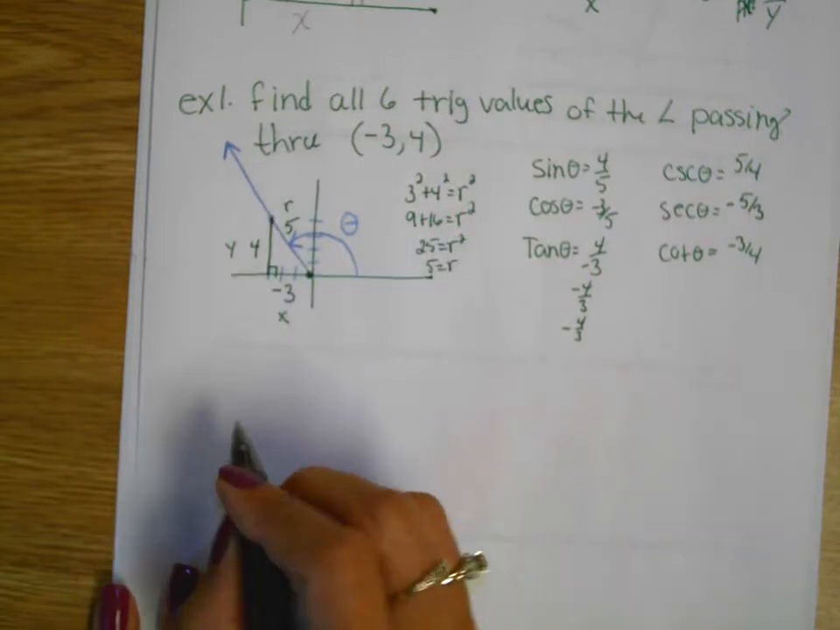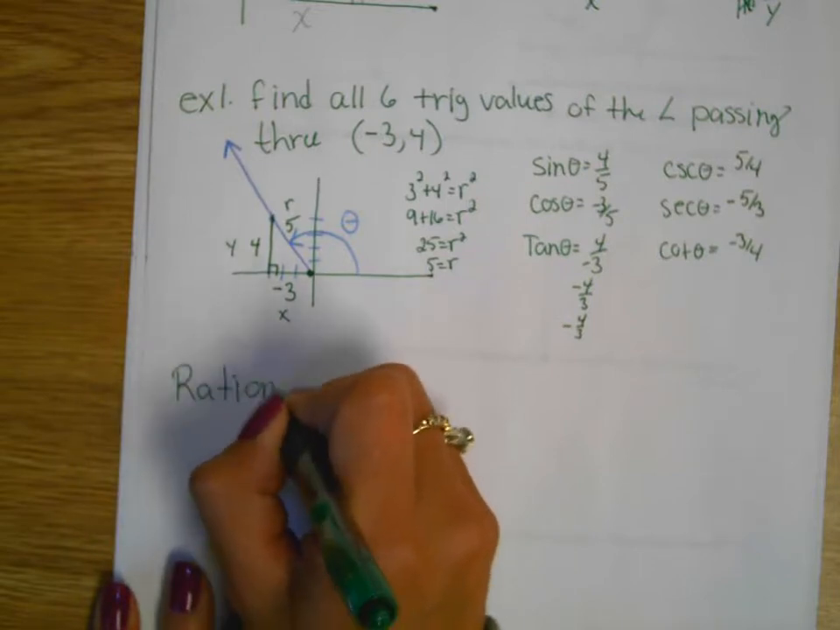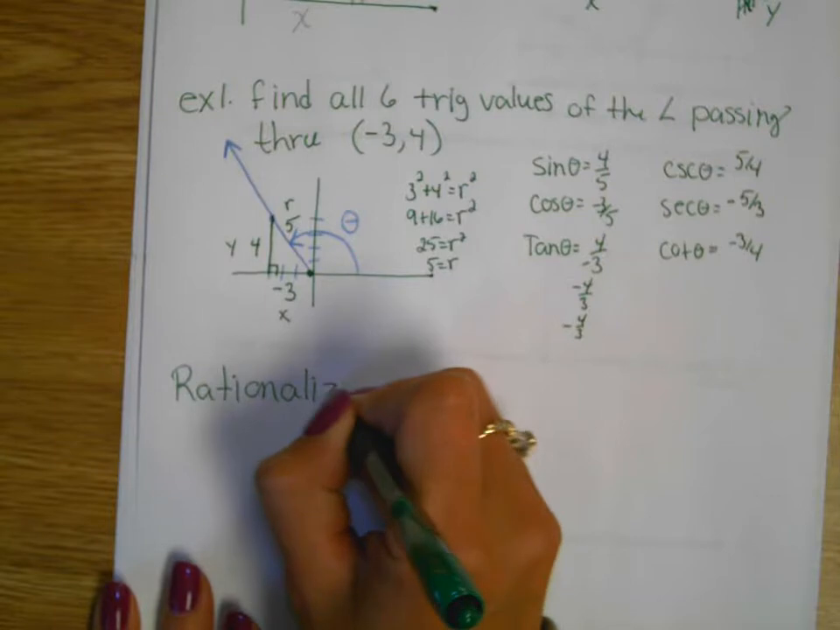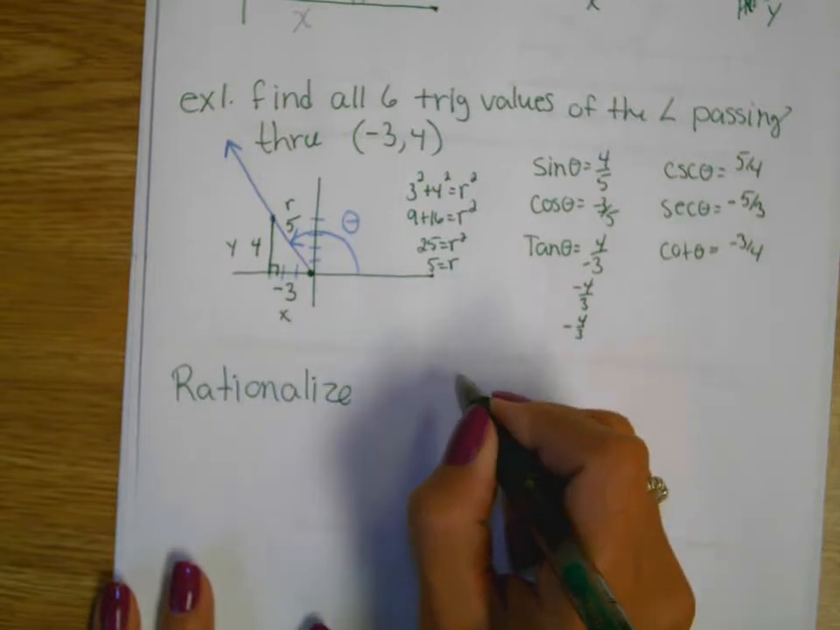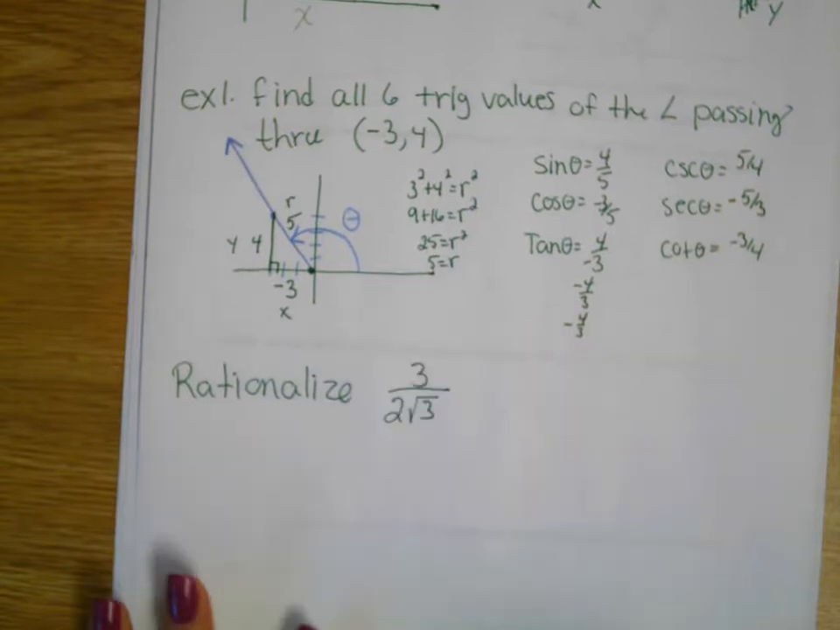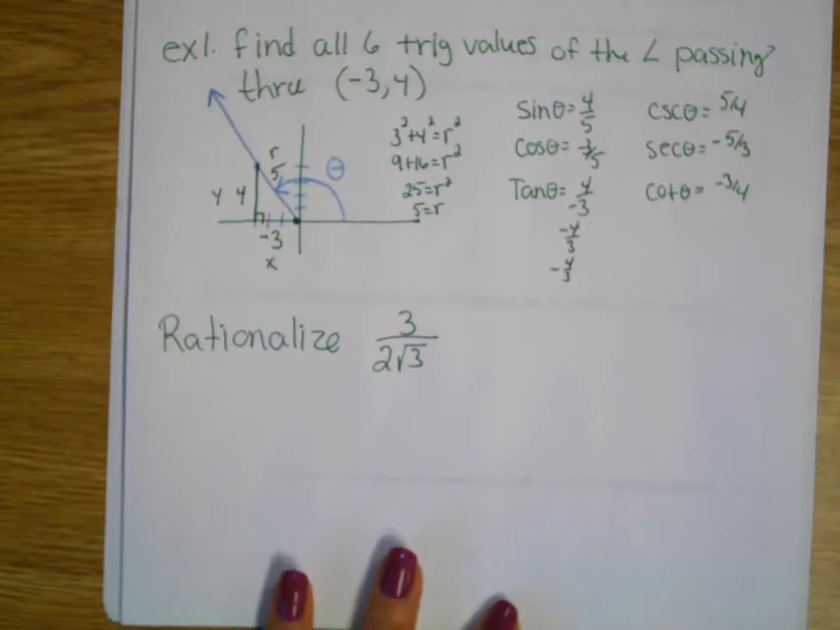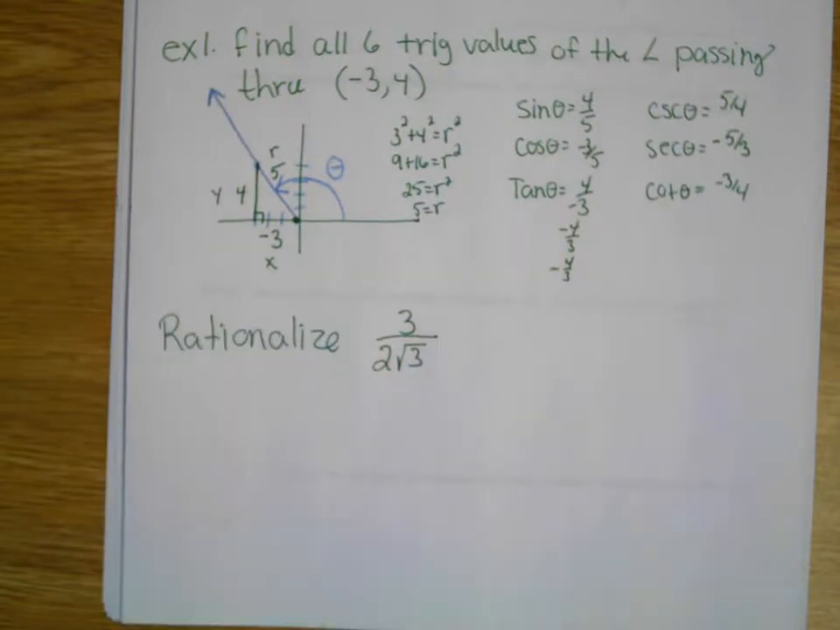Something that's going to come up is rationalizing the denominator. So if I had 3 over 2 square root of 3, could you leave an answer like that in advanced algebra or geometry? No. What's wrong with it? What part of it's bad? Math gods frown on it. You cannot leave a square root in the denominator.